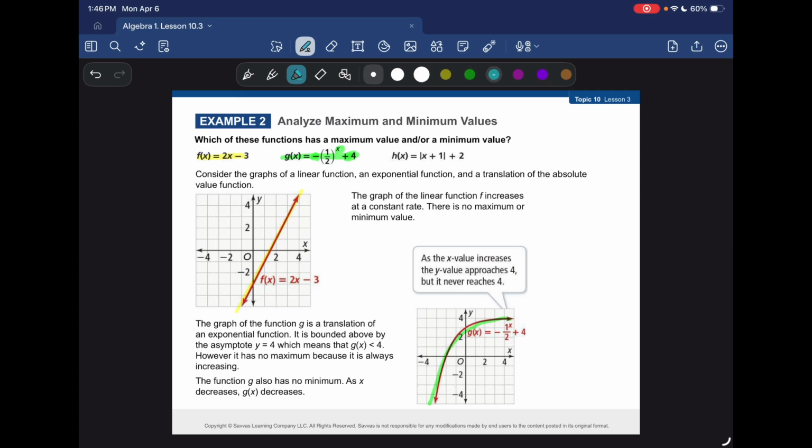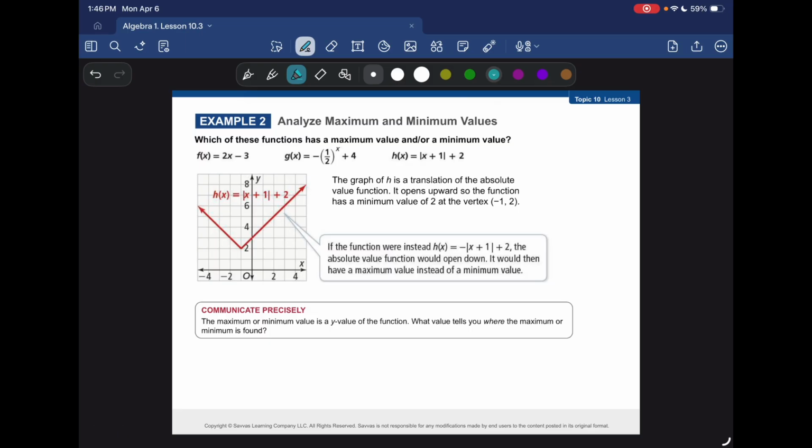There is an asymptote, so there is a point that it will not go above. It will not ever hit 4, but I can always add another decimal place to my value. I can have 3.9999991, 3.999999991. We can just keep adding another decimal place forever and ever. So it will never have a maximum or a minimum, even though it does have that asymptote at y equals 4.